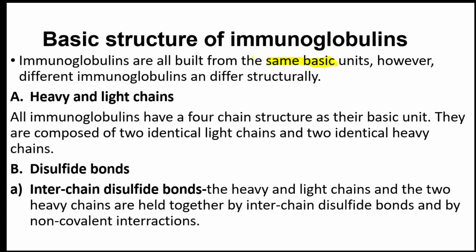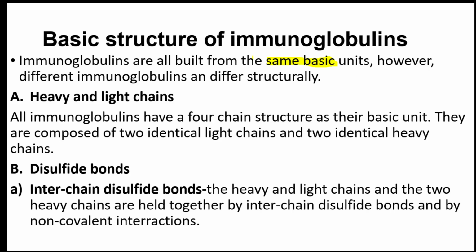Now, the very first component of these immunoglobulins is the heavy and light chains. So these immunoglobulins have chains, and we have 2 heavy and 2 light chains. The chains are 4 in total, and they are composed of 2 identical. The light chains are identical to each other, and the heavy chains are also identical to themselves.